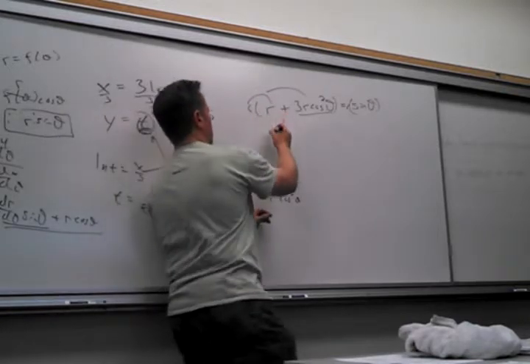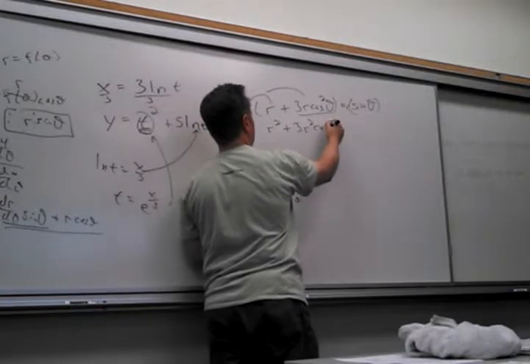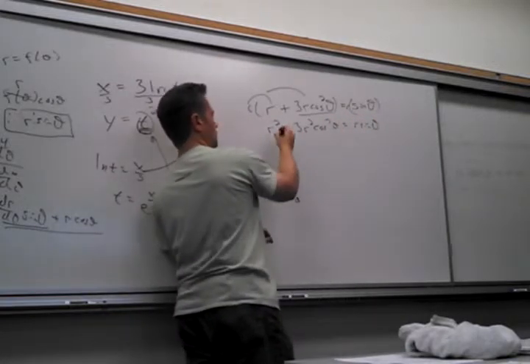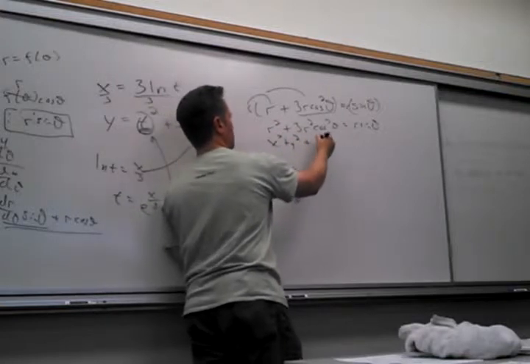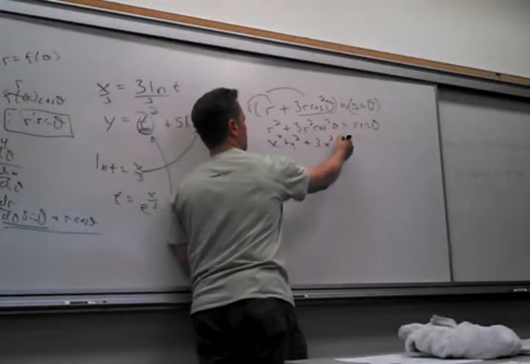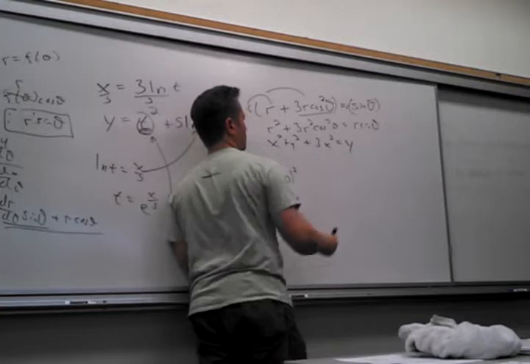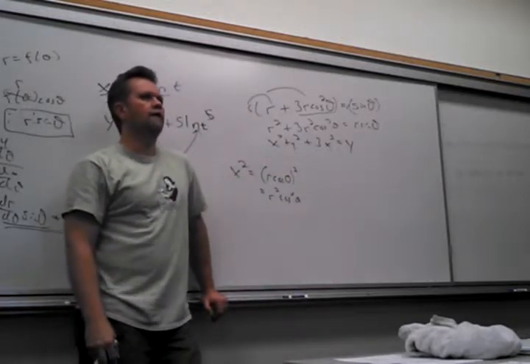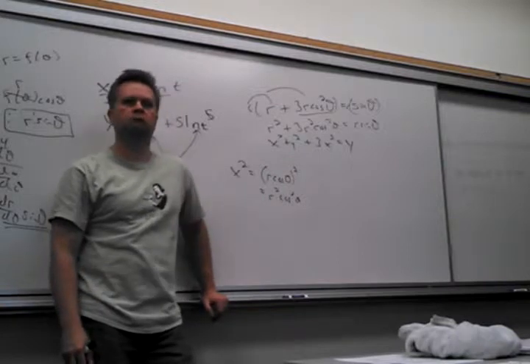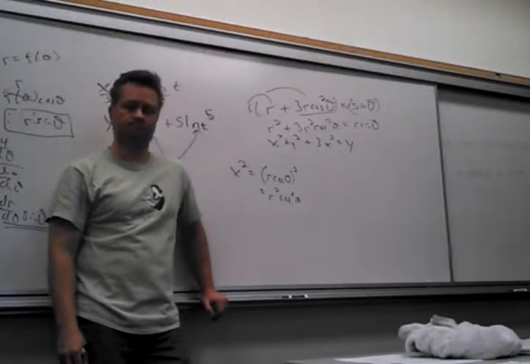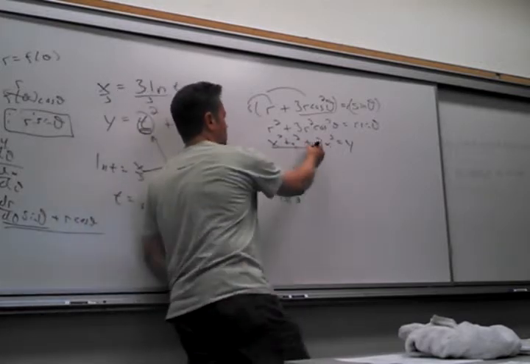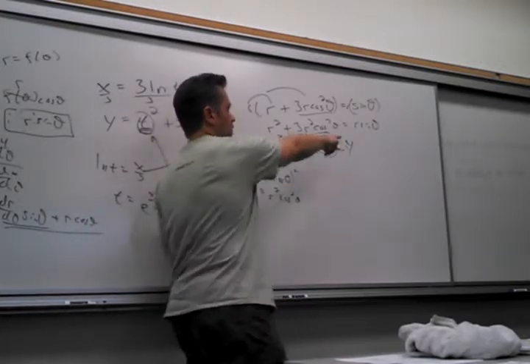And then what would happen here? This would be r squared plus 3r squared cosine squared equals r sine. What do you get? X squared plus y squared plus 3x squared equals y. What is that the graph? If I graphed it, what would it look like? It's going to be an ellipse. Why ellipse? Because it's not x squared plus y squared, it's 4x squared plus y squared.